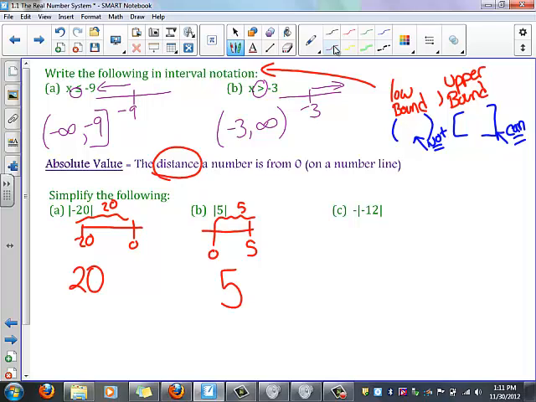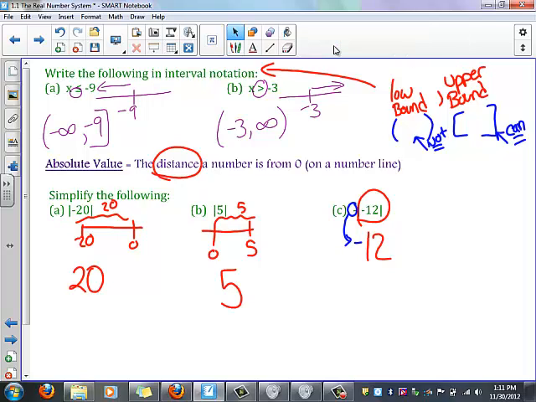This last one is a little bit tricky, but let's focus on just this one first. This is 12 units from 0. So the absolute value of -12 is 12. But then we still have this negative on the outside, so it becomes -12. And so this is all for section 1.1.